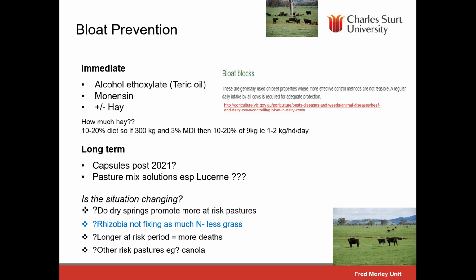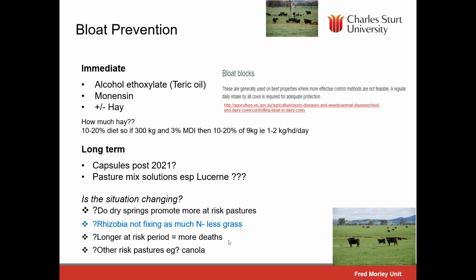The other couple of points there are a few things that people have raised, and I don't have the answers to, but do dry springs promote more at-risk pastures? Is the fact that rhizobia are not fixing as much nitrogen resulting in less grass being produced in our pastures? So we're still fertilising with superphosphate for the clovers, but they're not fixing as much nitrogen, and so we're getting a more clover-dominant pasture for a longer period of time.